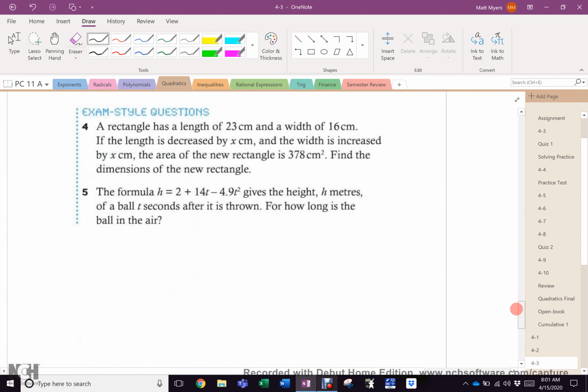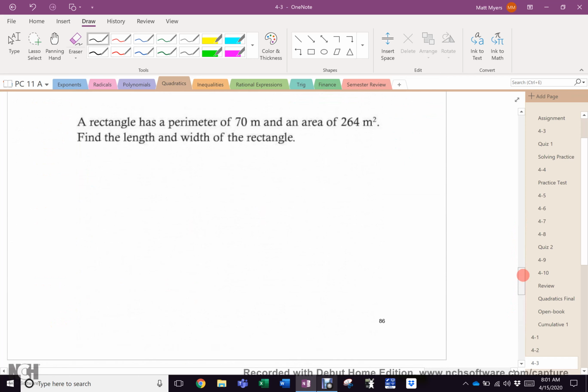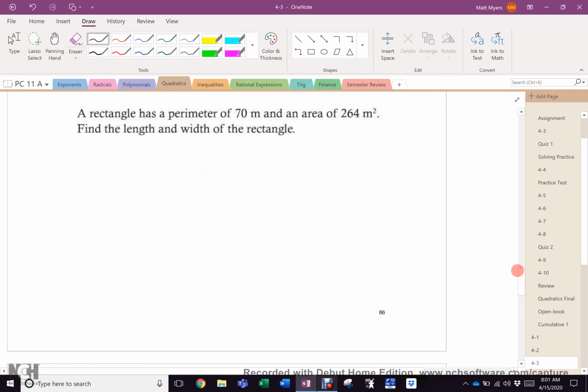and 87. All right. Actually, 87 has a rectangle question. I'll do this rectangle question now. So there's my rectangle, W and L. A rectangle has a perimeter of 70. So that means 2 L's plus 2 W's equals 70. Or L plus W equals 35. Now, its area is 264, so L times W equals 264, right? Everyone agrees with that, I hope.